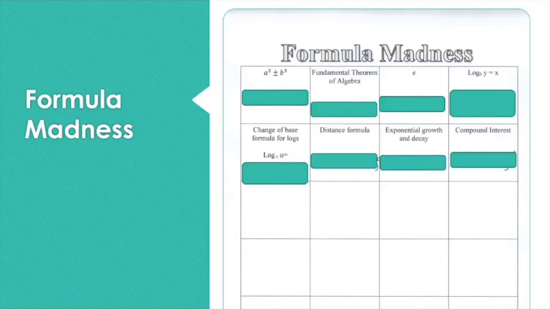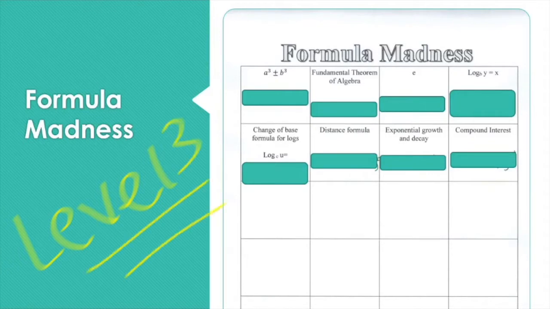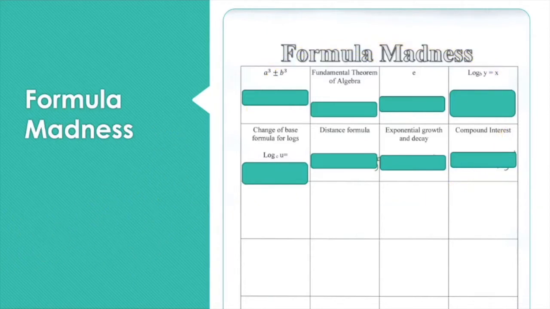Right, this is for our level 3 formula madness. Get out your formula madness sheet and you can write them in as I expose them for you. Here we go. The first one we have is something you have already used. You just didn't memorize it yet for formula madness.